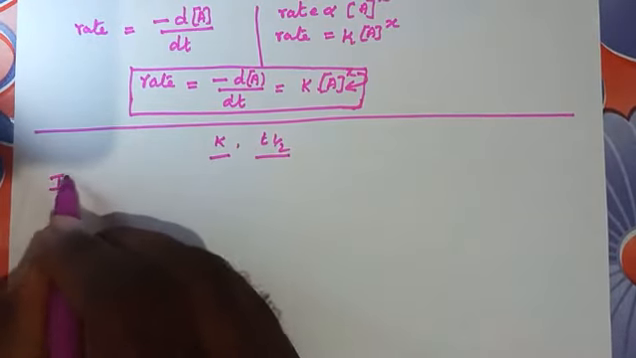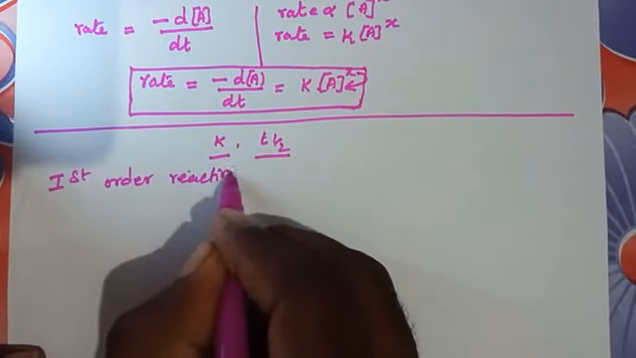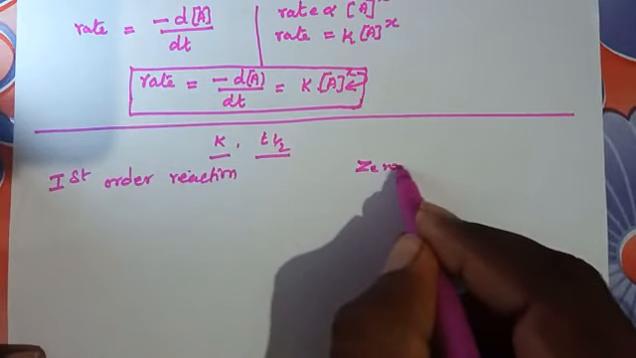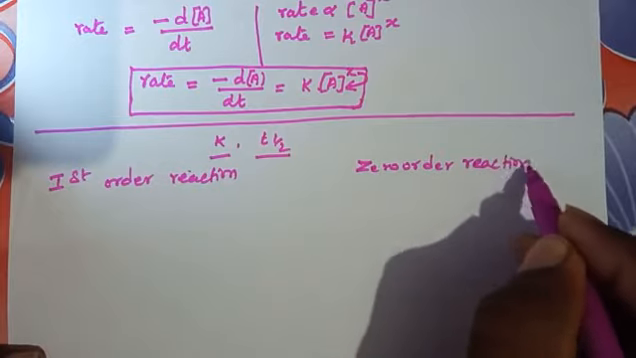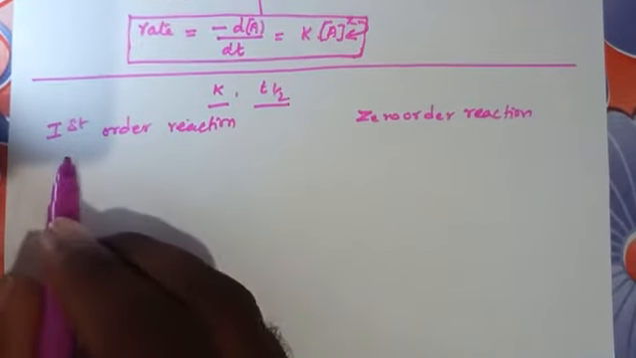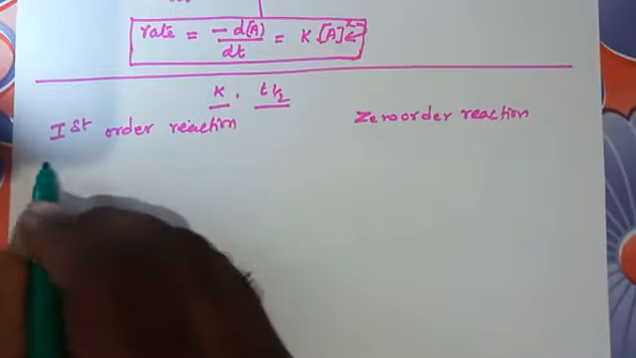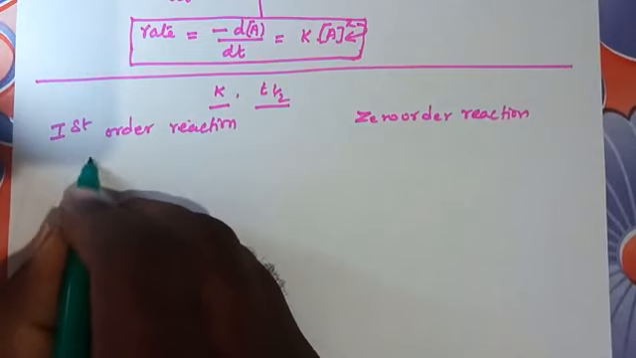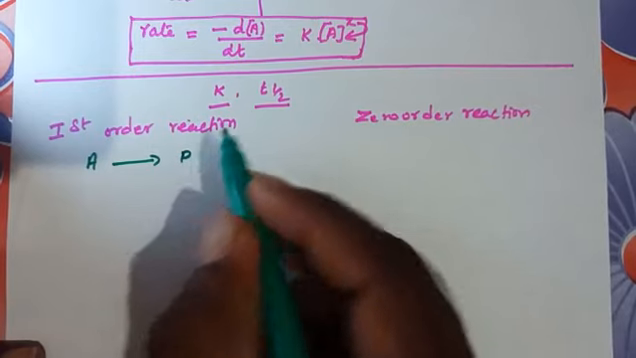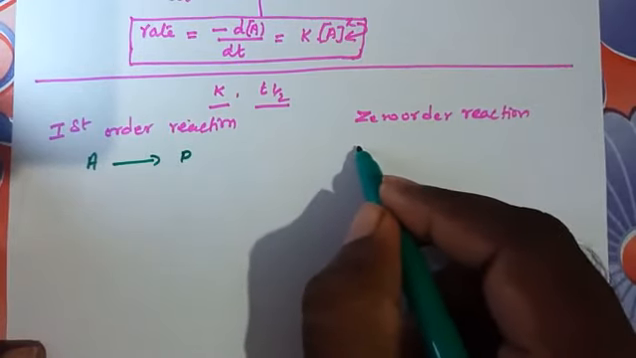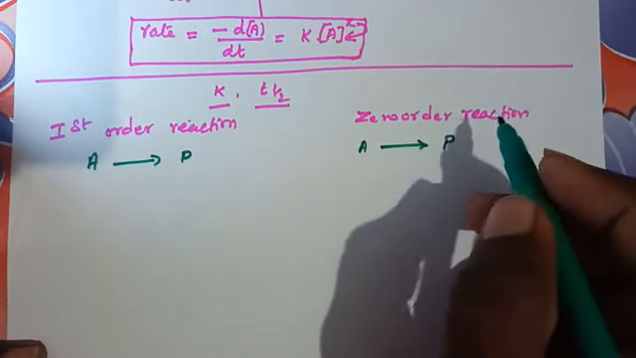First order reaction. Zero order reaction. Define first order reaction. Consider a chemical reaction A giving product B. The same reaction is also considered for a zeroth order reaction, A giving product B.